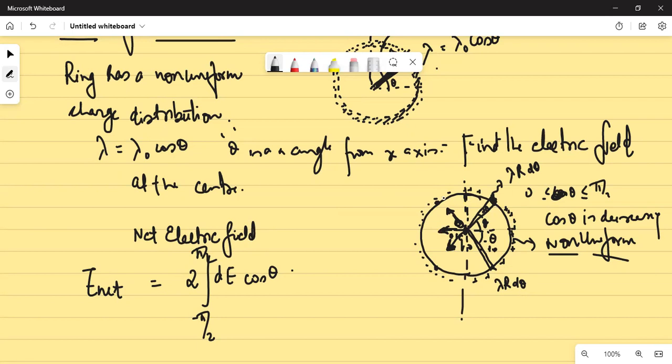But also understand that this hemisphere is negatively charged, so obviously this element q naught would be attracted by an equal amount of force. So overall, the net electric field will become 2 times dE cos theta. Integration is being taken from minus pi by 2 to plus pi by 2. Is that clear to you? Is that clear to you, or should I do it all over again? Yes, sir. Clear.